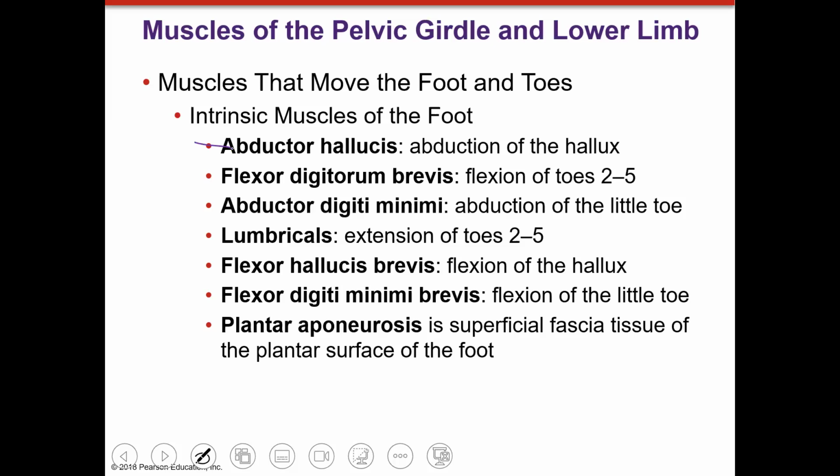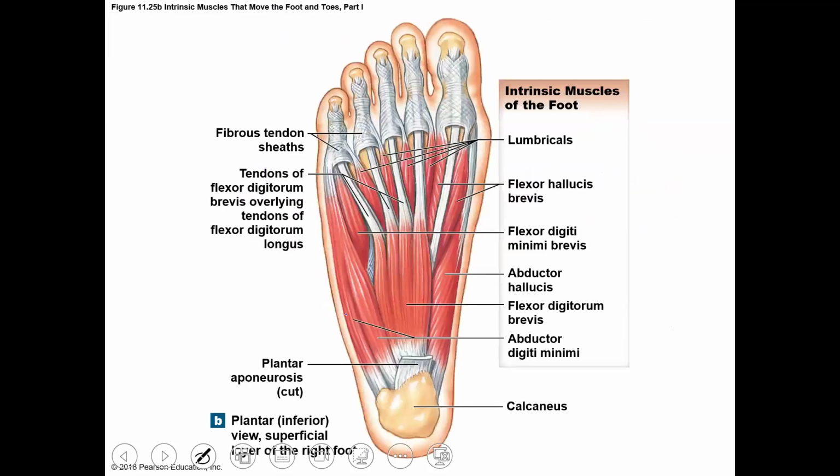You can see the abductor hallucis. So again, big toe. Flexor digitorum brevis, the other toes. Mini-me, just like we saw our pinky, this is our little toe. We see lumbricals, flexor hallucis brevis, flexor digiti minimi brevis, and plantar aponeurosis. Let's take a look. So we can see lumbricals, these little teeny tiny muscles in here. Okay, the lumbricals. Flexor hallucis brevis, hallucis is the big toe, remember? Here's our big toe. Flexor digiti minimi brevis, the pinky toe.